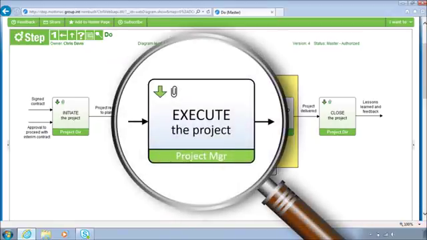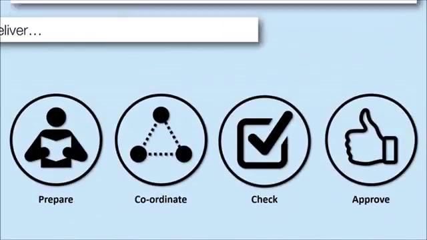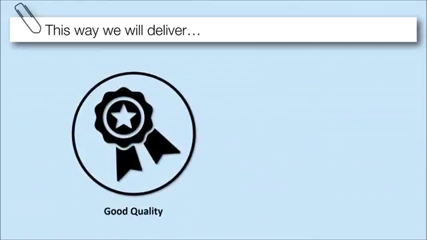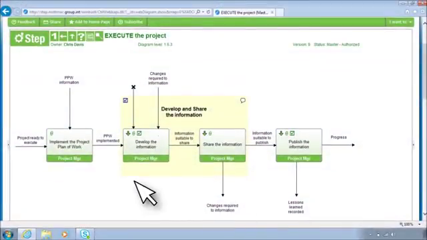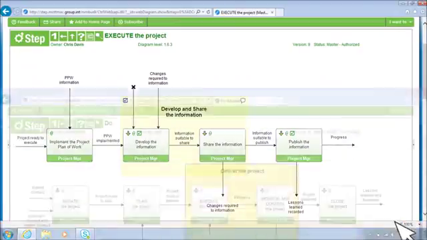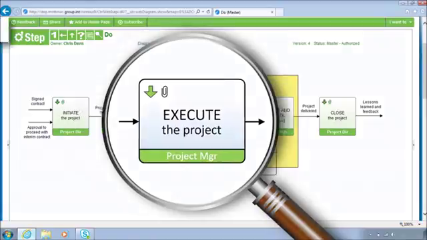Execute is where we carry out the work defined in the project management plans. It describes how we prepare, coordinate, check and approve our work. This way we will deliver good quality and technically accurate information to our customers. Execute has 3 stages: develop, share and publish. Execute applies to projects of all sizes and complexity.